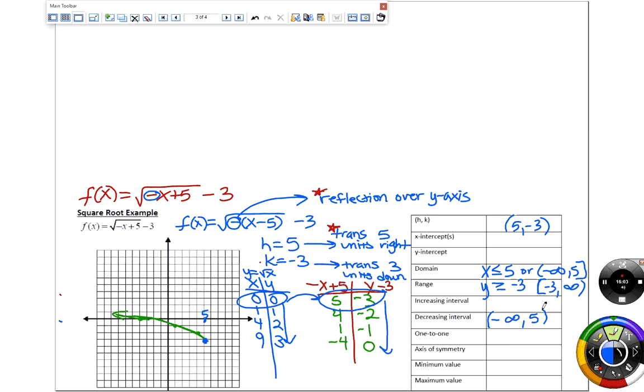And I will get you your answer tomorrow. We'll either keep these parentheses or come back and change them this way. Okay? And then there is no increasing interval. It is still 1 to 1. The axis of symmetry is not applicable. Okay? Here you have a minimum value of negative 3 and no maximum value.